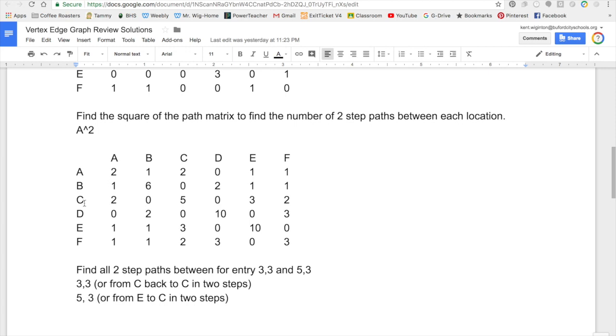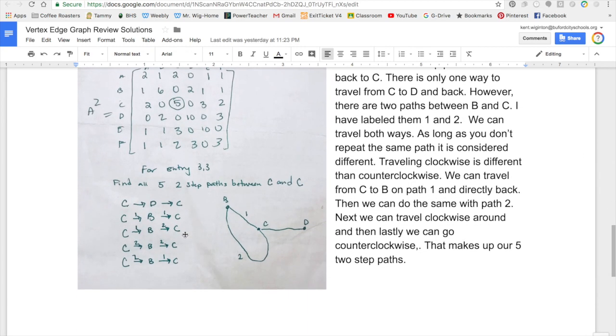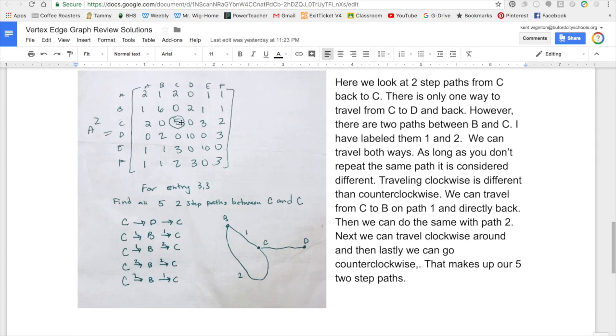5, 3, so we go to the 5th row, and we go all the way over to the third column, which would be C. So there's 3 different paths to get from E to C, or from C to E, either one. And to explain that, I wrote out the matrix for this one, and so we're exploring the number 5 here because it's going from C back to C in 2 steps.